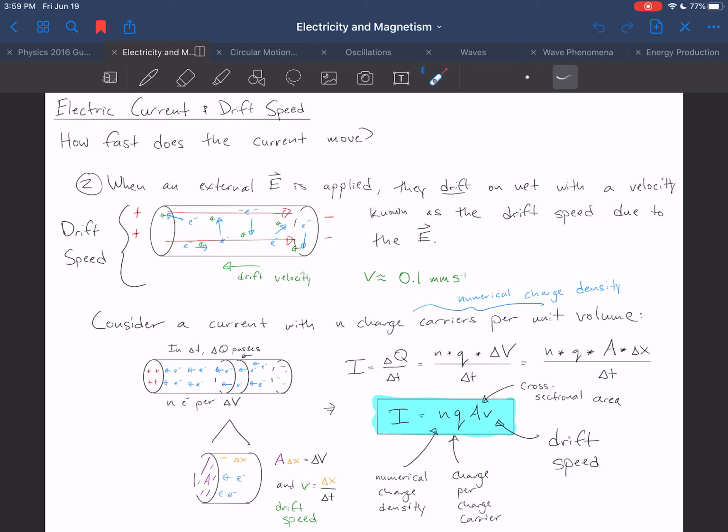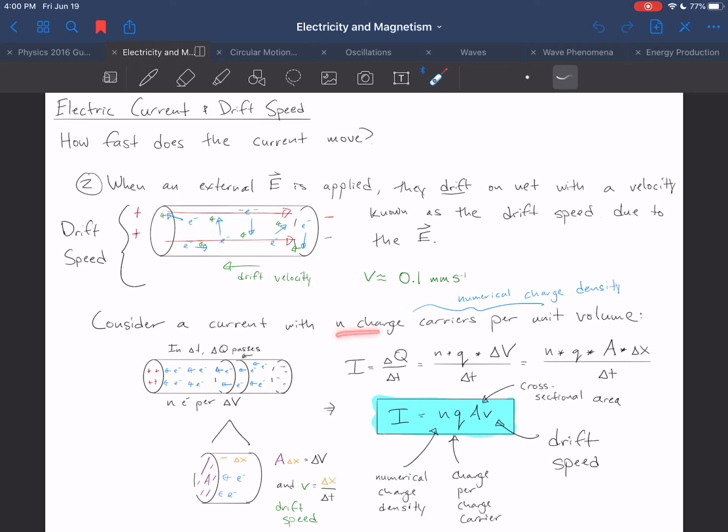Now, how do you calculate the drift speed? Okay, this is actually a fairly straightforward calculation. So this diagram is just repeating that diagram here of the drift speed. And to calculate it, we're going to consider a current with n charge carriers per unit volume. Okay, n charge carriers in a wire, we're just talking about electrons. Although you could discuss the drift speed of an aqueous solution, for example.